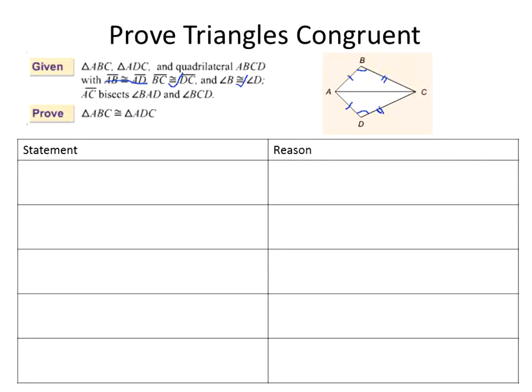Now, the next thing it says is AC bisects angle BAD and angle BCD. So if something bisects something, remember that bisect means it's cutting it into two equal pieces. So basically, this line right here is cutting the entire angle BAD into two equal spots. So this side here and this side here are exactly the same. And that's something that was given to us also. So let's mark that.